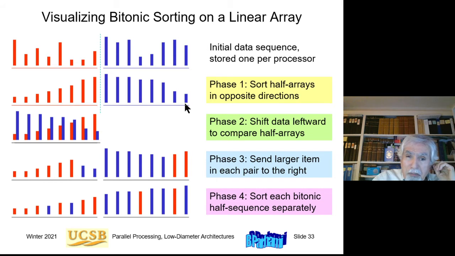So this shipping of values from the right half to the left half takes just one step, and shipping the values back also takes one step. So in a constant number of steps, these comparisons are performed. So this part of the algorithm, going from here to here, takes a constant number of steps.